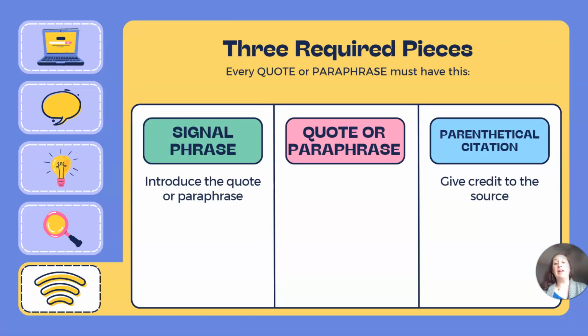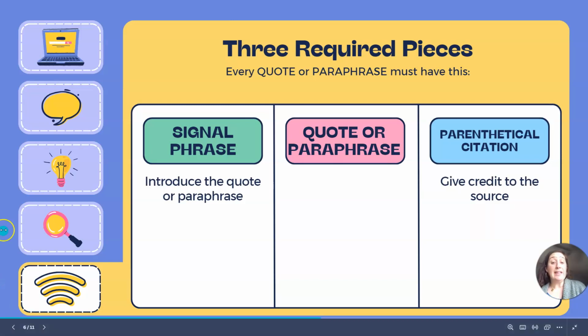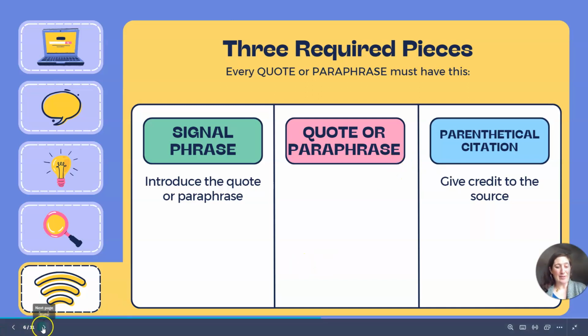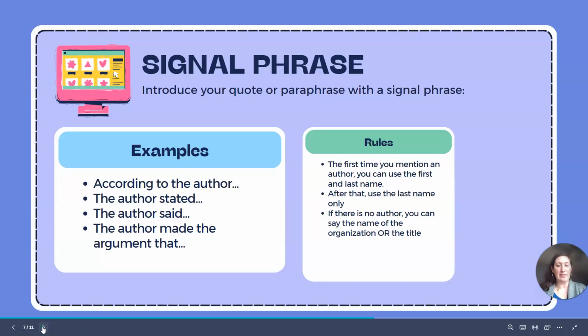There are 3 required pieces that every quote or paraphrase must have. In the beginning, before the quote or paraphrase, we need a signal phrase that will introduce the quote or paraphrase. Next, we have the quote or paraphrase itself. And finally, we have a parenthetical citation. Parenthetical comes from the word parentheses, which is another word for brackets. But these are round brackets that are called parentheses that provide information or details about our source. So let's look at these a little more closely.